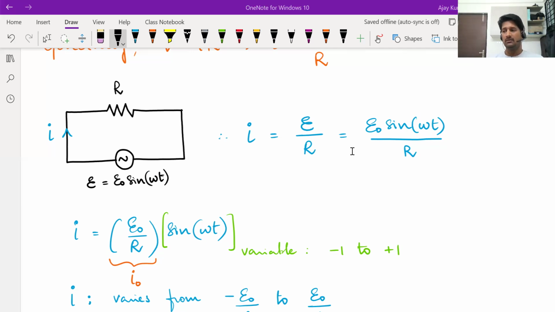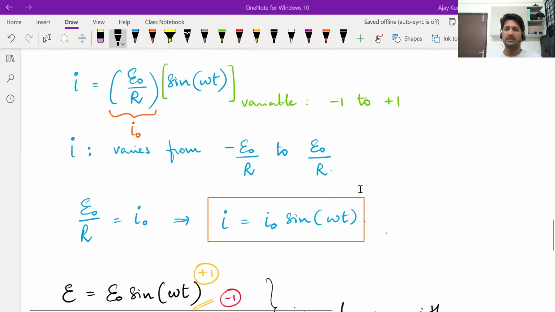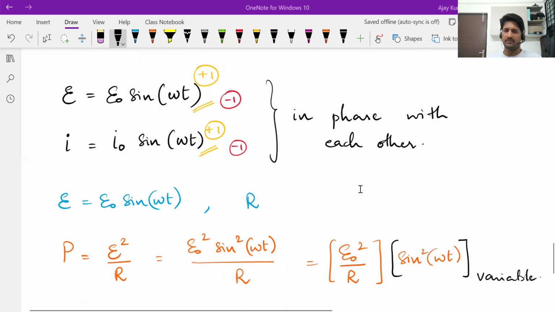Now, whether the electron is moving to the right or to the left, it will undergo collisions. So whether positive current flows or negative current flows, power like heat will keep on getting dissipated. Doesn't matter which way the current is flowing. That is why power dissipated is never negative. Whether the positive half cycle is going on, current is flowing clockwise, or the negative half cycle is going on, current is flowing anti-clockwise, energy will keep getting dissipated.